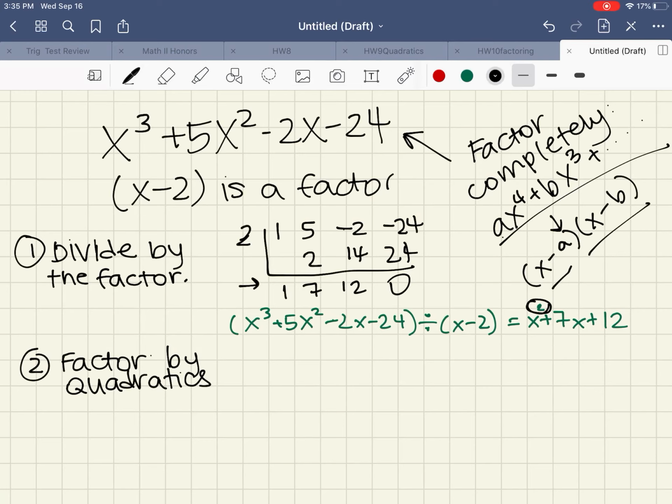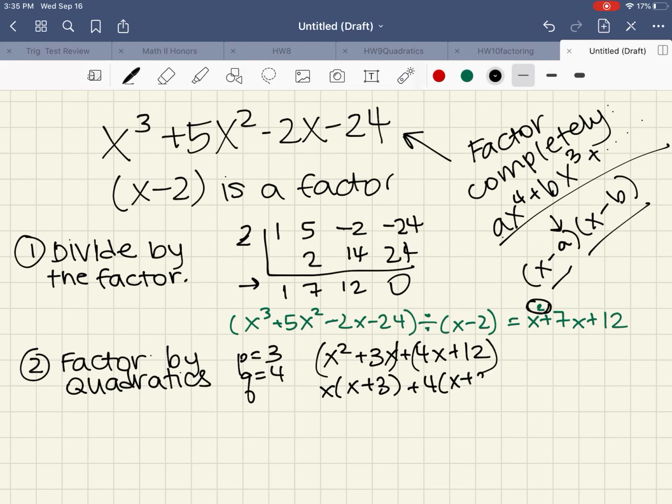That's where you multiply a times c, and then you find p and q such that p times q equals a times c, and when you add them, it equals b. I'm just going to tell you that p is equal to 3 and q is equal to 4 right now. So I can split this up, so I get x squared plus 3x plus 4x plus 12. Then when I simplify that, I add my parentheses, I take out the GCF. Remember that these two parentheses have to match. I end up with x plus 3 times x plus 4.